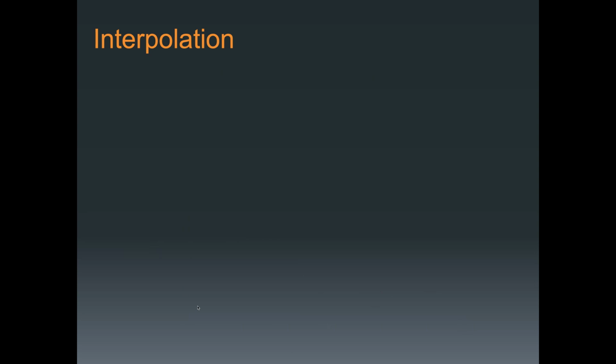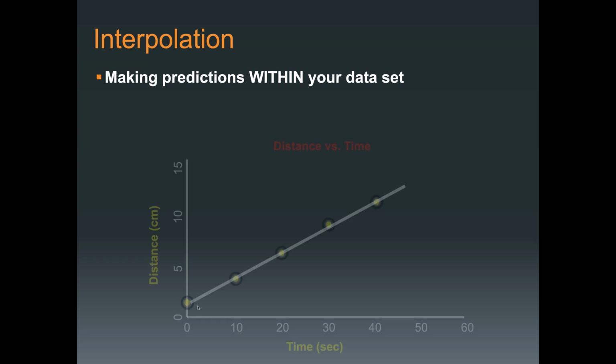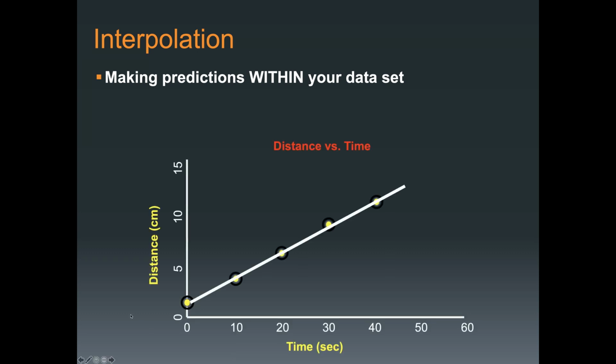Now, you can also use your graph to make predictions. If you're making predictions within your data set, we call that interpolation. So we know information about 0, 10, 20, 30, 40, but what if we wanted to know about, let's say, 22? Or what about 37? Well, what we can do is just go to the axis you know the information for, go up to the line, and then shoot across to the other axis and estimate the value from the other axis. And in so doing, you can make a prediction.